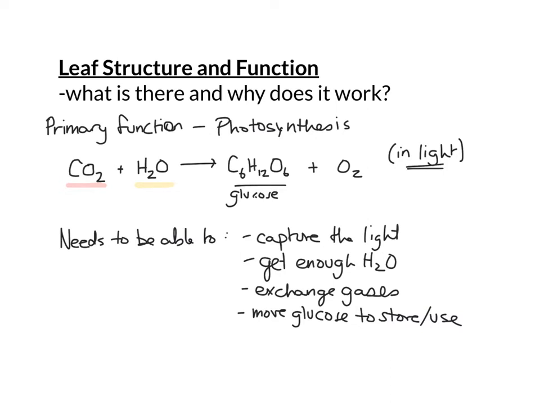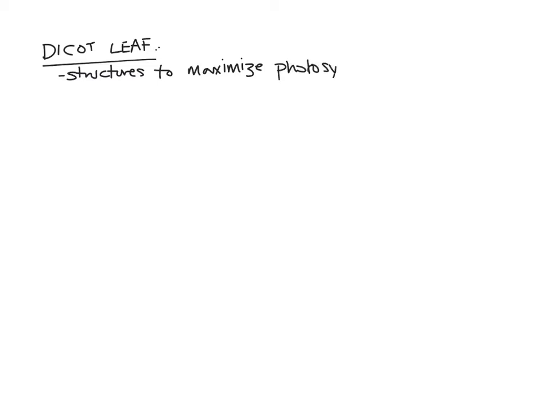Okay, so when you're thinking about that, we're going to look more at a dicot leaf, okay? And in a dicot leaf, you want to look at structures to maximize photosynthesis. And if you remember from a previous lesson, you want to maximize photosynthesis, but you also want to minimize water loss. Okay, because you can't move to your water, so it has to make sure that wherever the leaf and the plant are, it's actually able to minimize the water loss and to maximize the photosynthesis.